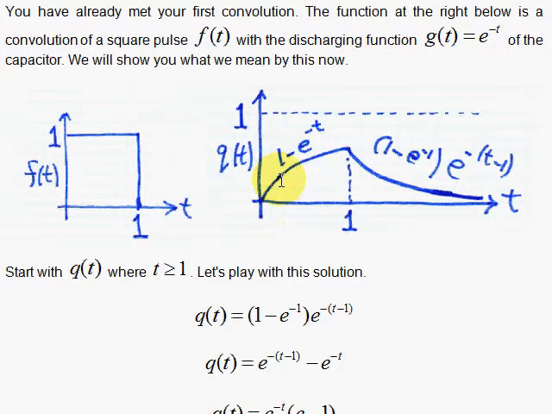This is the charging phase, the charging function, and this is the discharging time over here, time t equals 1 and greater. So I'm going to look at this. I'm going to start with this function over here, and we're going to write down what we have, 1 minus e to the minus 1, and then e to the minus the quantity t minus 1. And I'm going to play around.